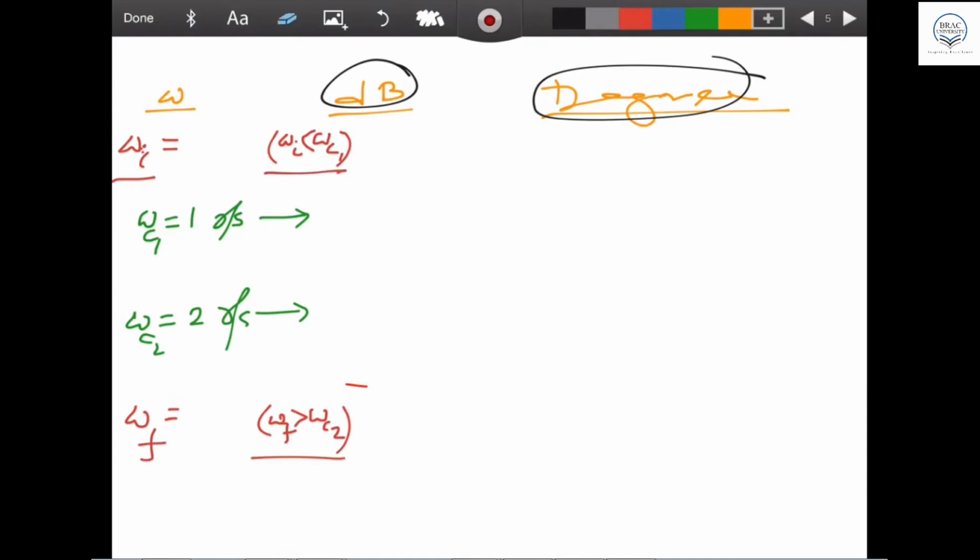Now, I'm asking you, Mr. Rokon Jaman, can you tell me any value here, omega I is what? Can I write here 5 radian per second, Rokon Jaman? Omega I must be less than omega C1. Omega C1 is 1 radian per second. It must be less than 1 radian per second. No, sir. Then why can you not get it? Tell me any value.